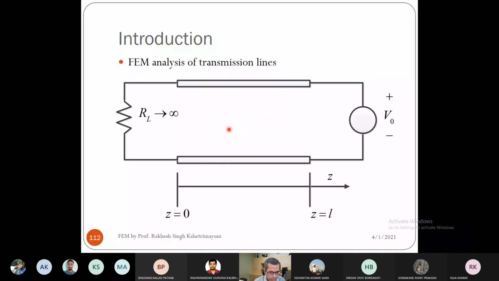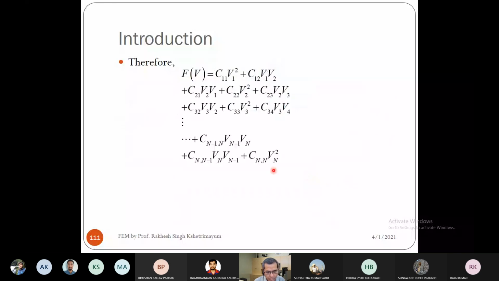But the problem we have considered was finite element analysis of a transmission line. In that, we have an open circuited load, RL tends to infinity, and the source we are providing is B naught at Z equal to L. So at Z equal to 0, you have an open circuited load, and at Z equal to L, you have a source of voltage B naught. So in that case, this last term here, B capital N.